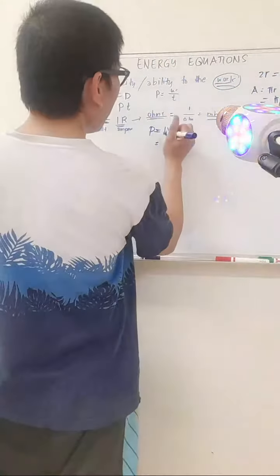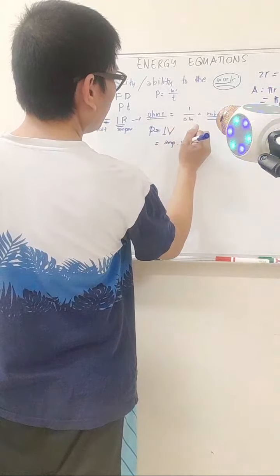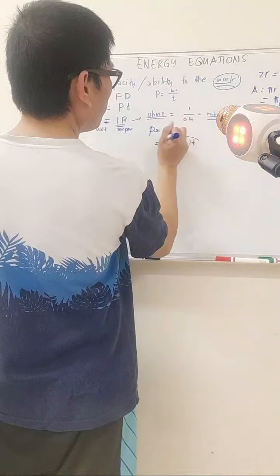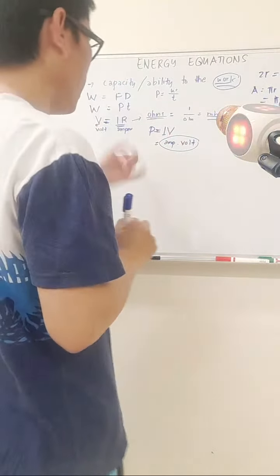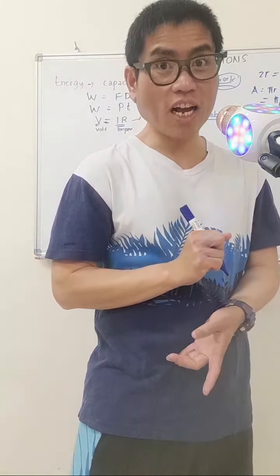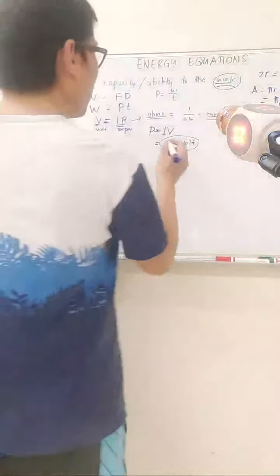I is current, so the unit of power in terms of ampere volt is ampere volt. But since we need to avoid confusion, we need to use just one term.